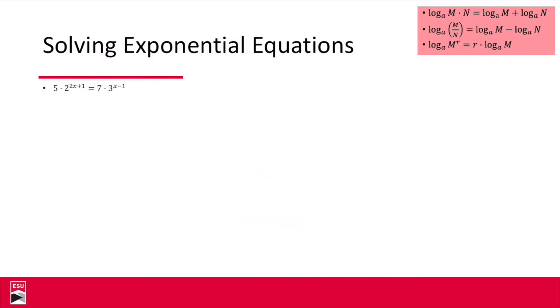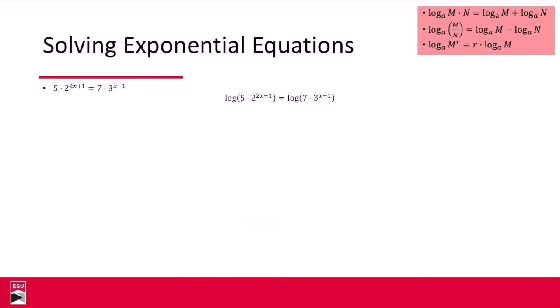So here we have another one. You saw how that had a little bit more work in getting the exponent alone. Here we have 5 times 2 to the 2x plus 1 equals 7 times 3 to the x minus 1. Unlike our previous ones, where we had a single exponent, we now have 2 exponents. So what we need to do here is get our exponents together. We have a couple ways we could do that, but we'll take the log of both sides first, and you'll see why I chose to do that. You didn't have to.